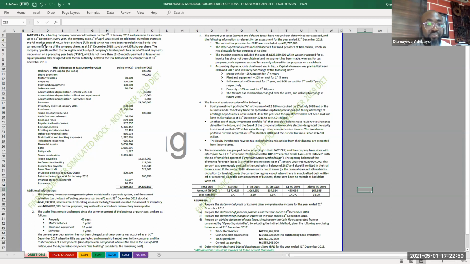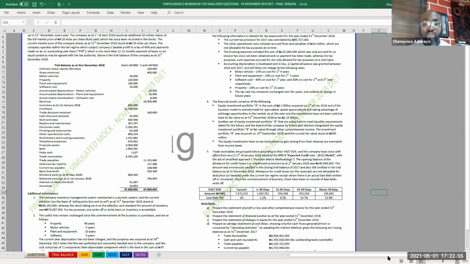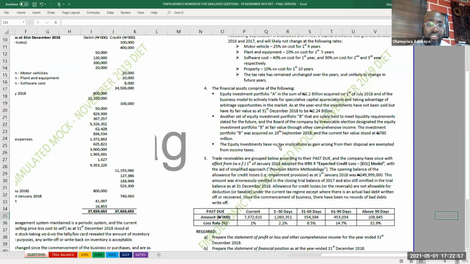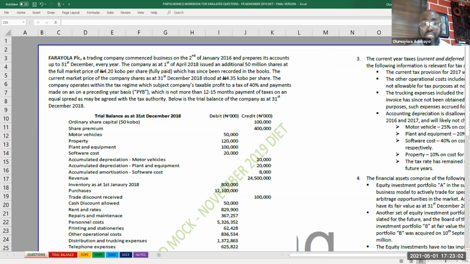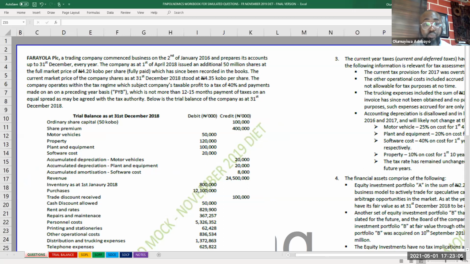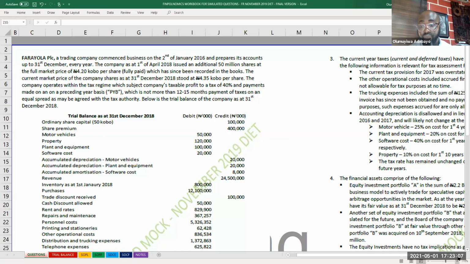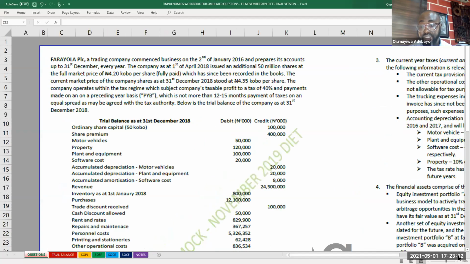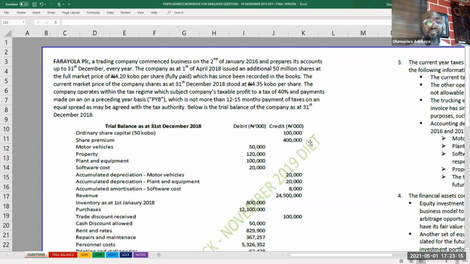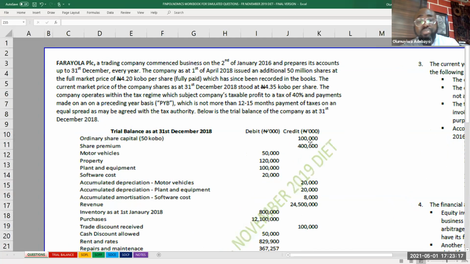Now, let's start with this. I'm going to magnify those areas you want to discuss, and you can hold your pen to jot key points of those areas. Now, I'll read this information. Let me enlarge it more. Fariola is a trading company which commenced business on 2nd of January 2016 and prepares its accounts up to 31st December every year.